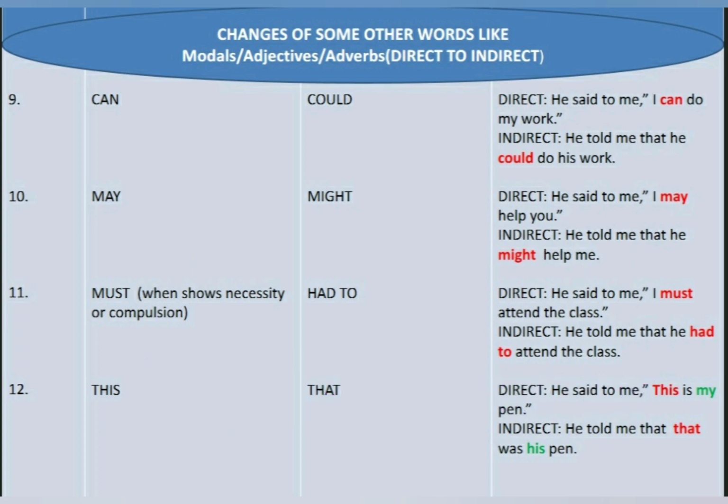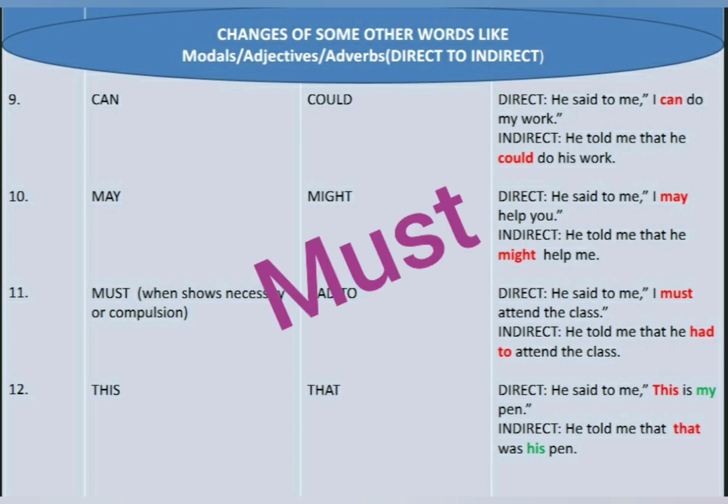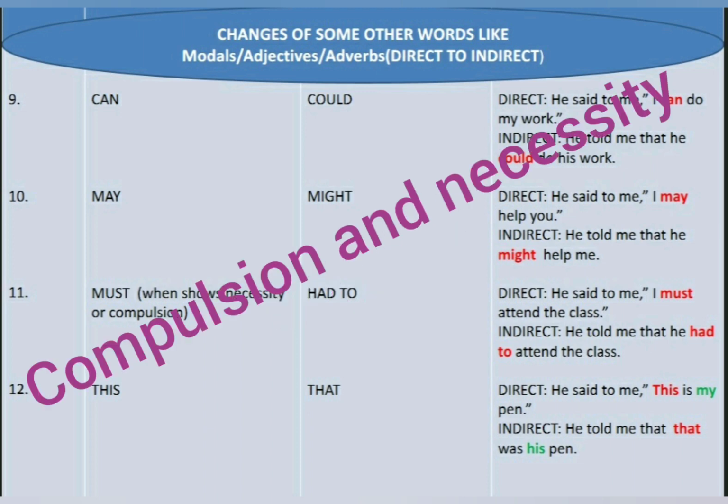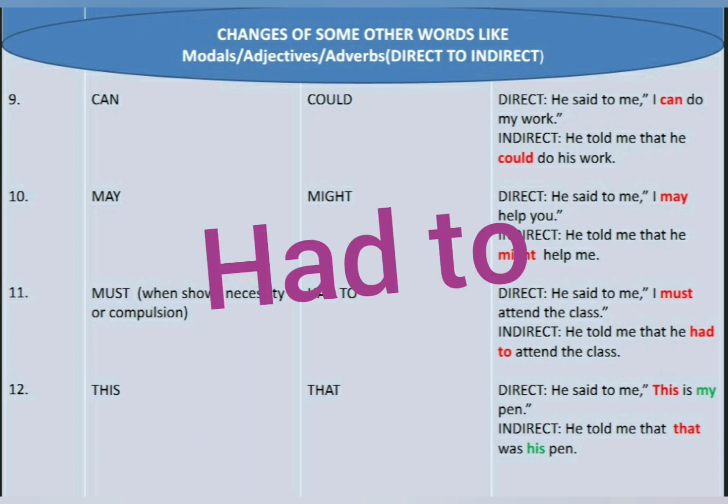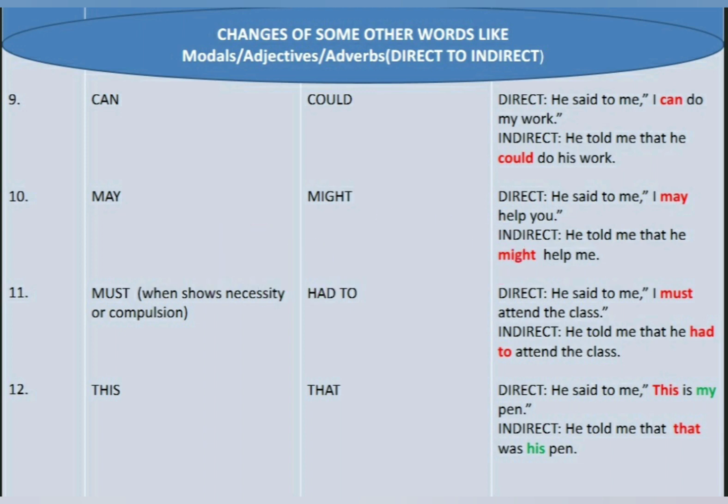11th point. If in direct speech we have must and it is showing some compulsion or necessity, then in indirect speech it becomes had to. As in the example, direct speech is he said to me, I must attend the class. Indirect speech is he told me that he had to attend the class.